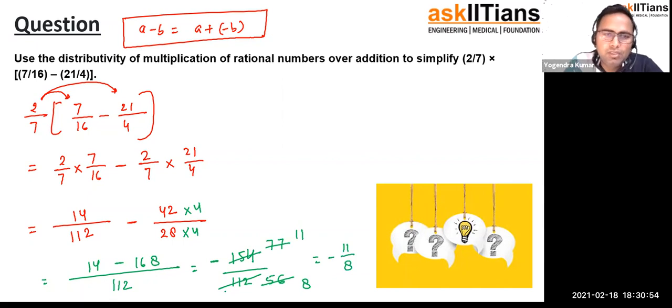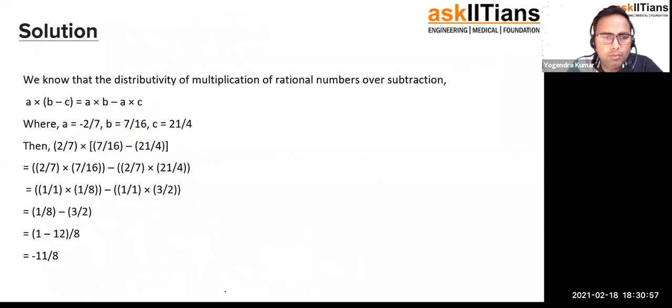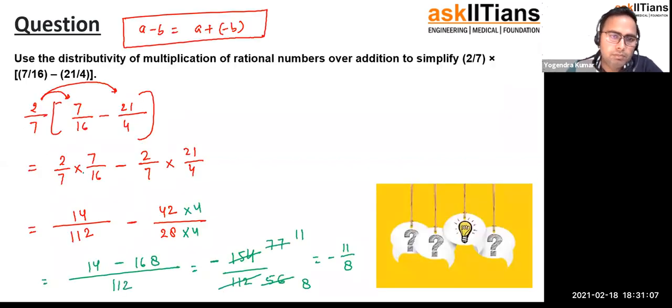So this is what we used here, the distributivity property, right? Minus 11 by 8 we got, right? I hope you're understanding this. Yes, we could have simplified here by multiplying this and 7 threes are, right? We could have done it that way also. That would have been easier. So it's now up to you which way you want to proceed.